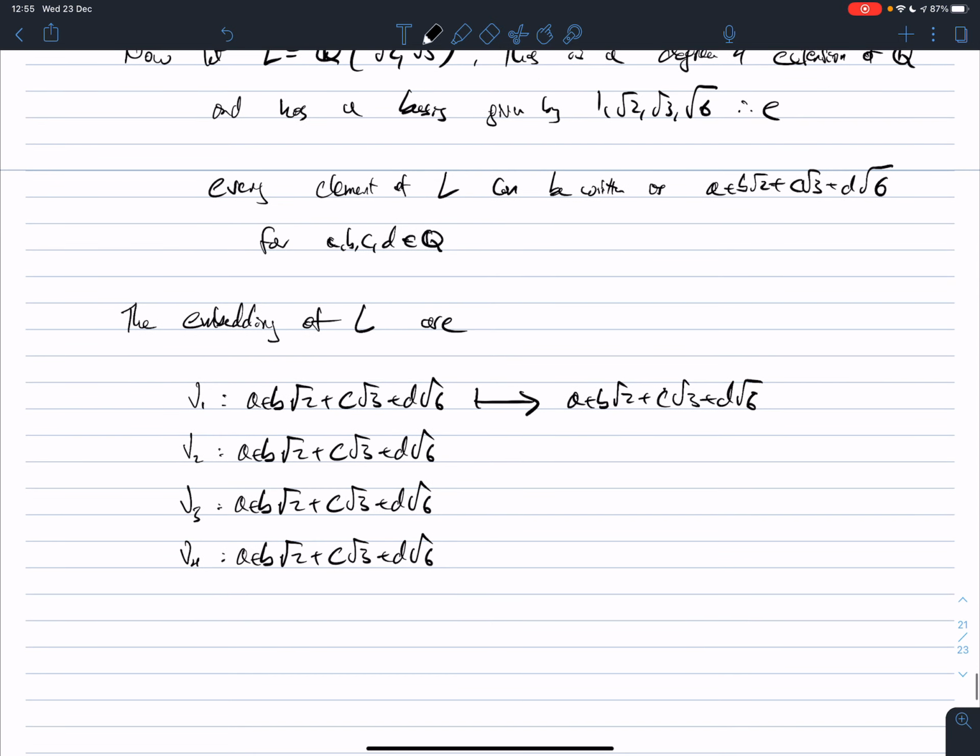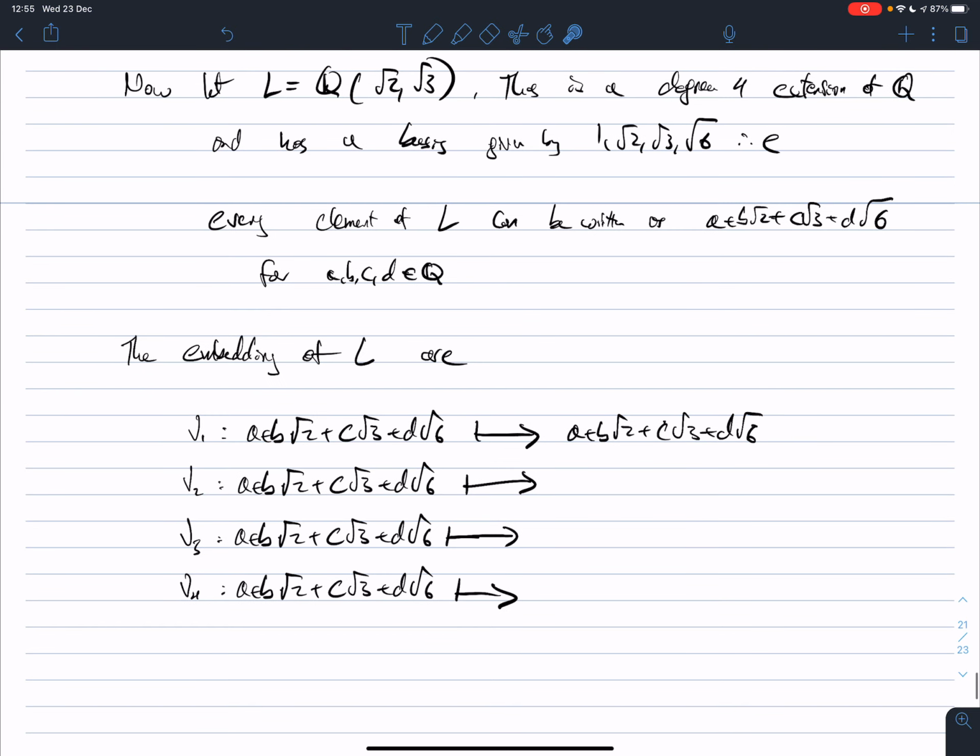Let's do the other ones. So what am I going to do? As I said, the rational numbers have to stay fixed. So my a, b, c, d's can't change, but what can change is these roots. And although I've not proven this yet, I said you can only send a root to one of its conjugates. So the conjugates of root 2 are plus or minus root 2, root 3 are plus or minus root 3, and root 6 is going to be determined by what I do to root 2 and root 3. But again, the conjugates would be plus or minus root 6.